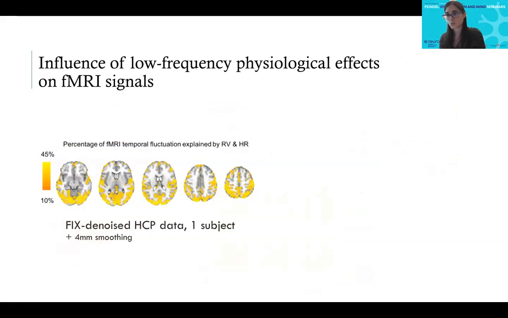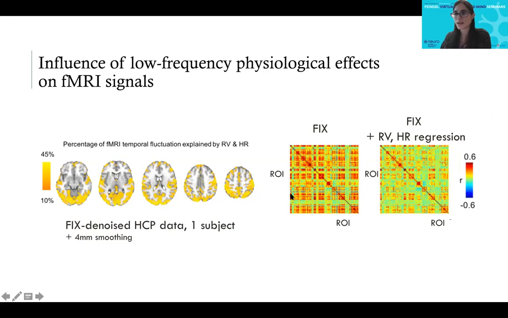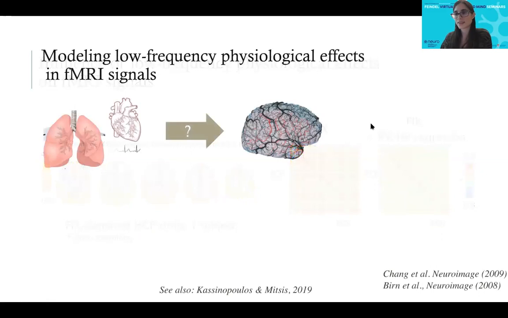And then from the standpoint of connectivity, we can do a similar thing. If we take pairwise correlations between gray matter atlas regions, we find that we can get a lot of higher connectivity induced by correlated changes in physiology. That can be reduced if we regress out these low-frequency effects. And so how do we model these effects in our data? Like how would we come up with regressors for that, for example?